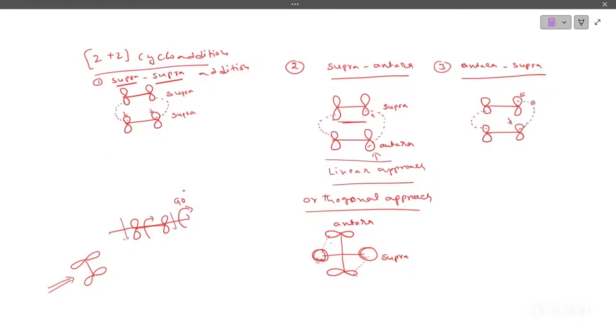Now you can classify the pi systems. The first pi system is antara, and with respect to the second pi system it is supra. Whenever it is shown in the orthogonal approach, this one is the linear approach. The linear approach you can also call the parallel approach. The second one: the first pi system is oriented as it is, but the second pi system may be rotated and shown like this.